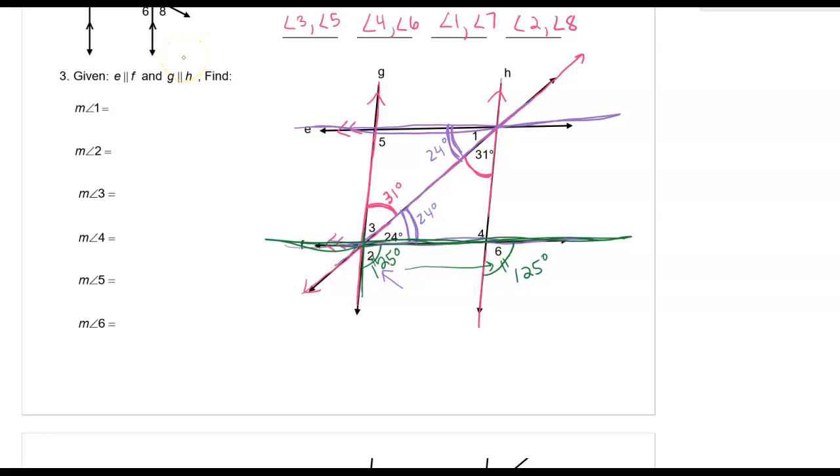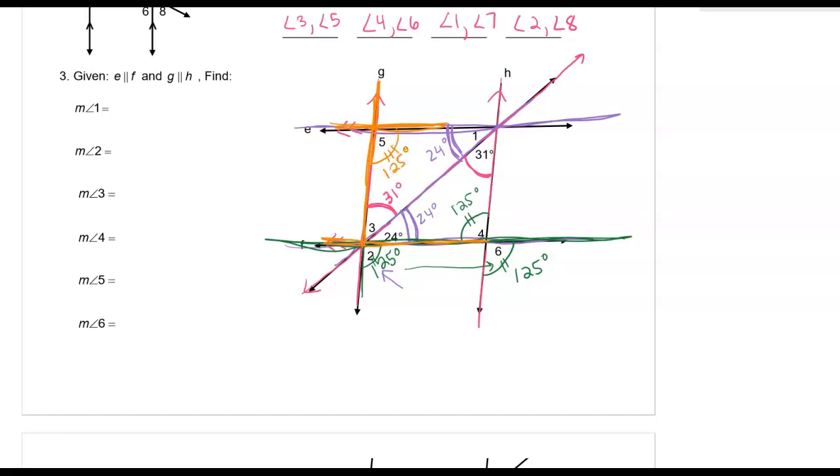I still need angle 4 and 5. Angle 4 is a vertical angle to angle 6. So angle 4 is also 125 degrees. Now to find angle 5. Angle 5 is created from line G and line E. Since I know I have a 55-degree angle down here with angle 3 and the 24-degree angle, I know that's 55. I'm going to use line E parallel to line F and think about same side interior angles. Angle 5 is going to be supplementary to the 55-degree angle, so that is 125 degrees.